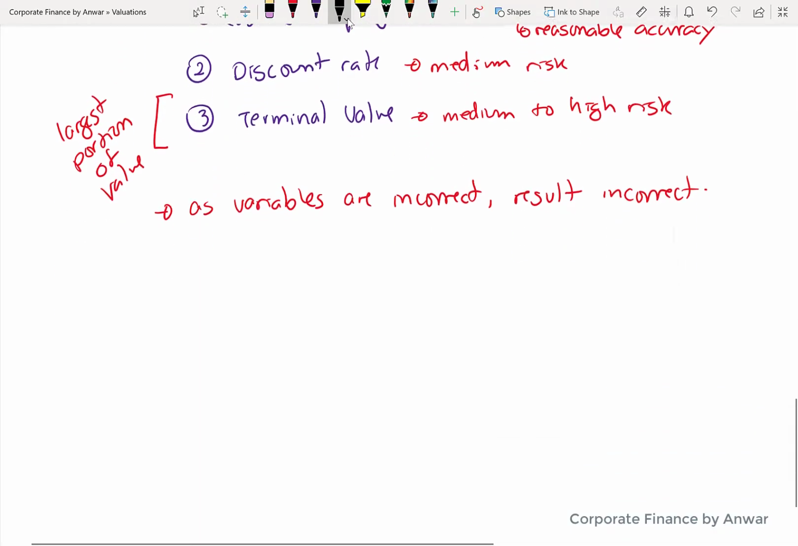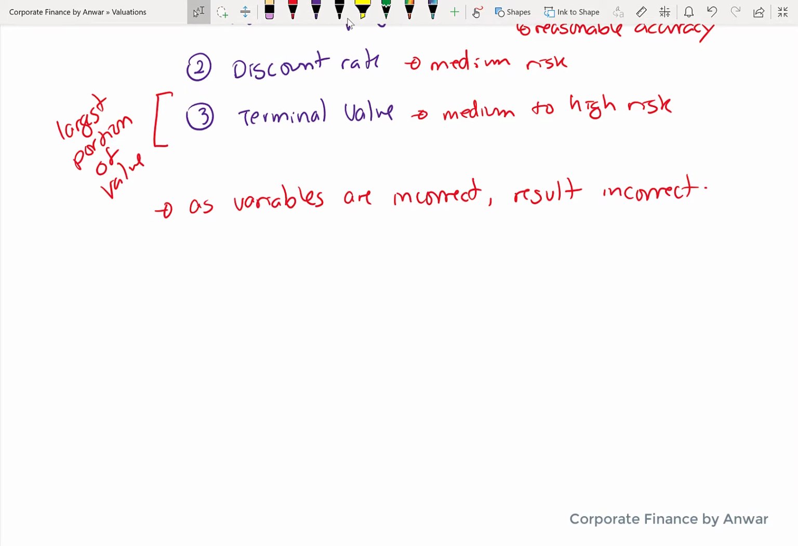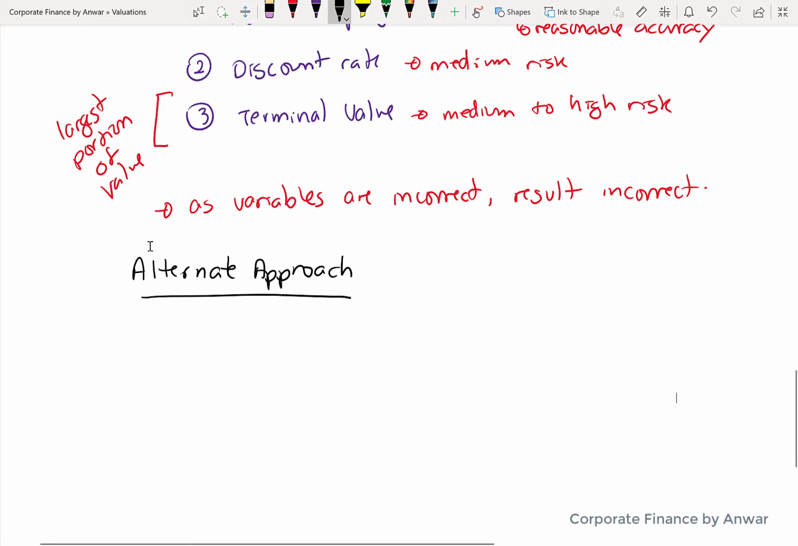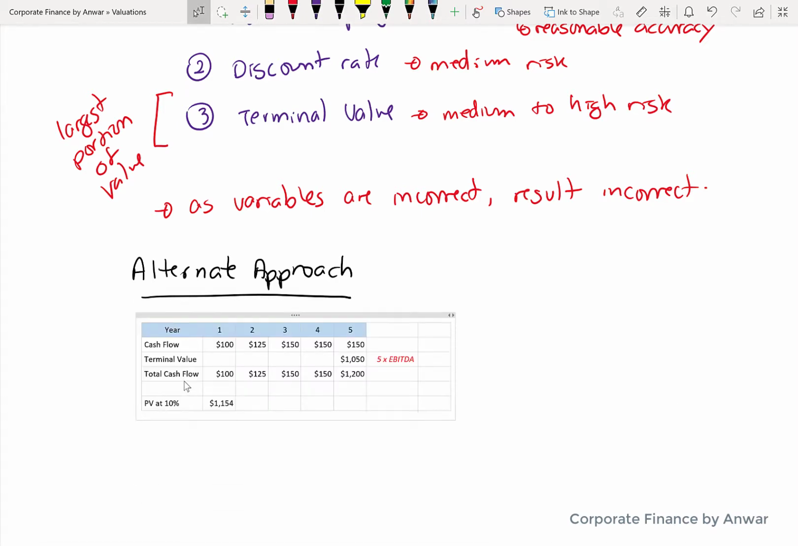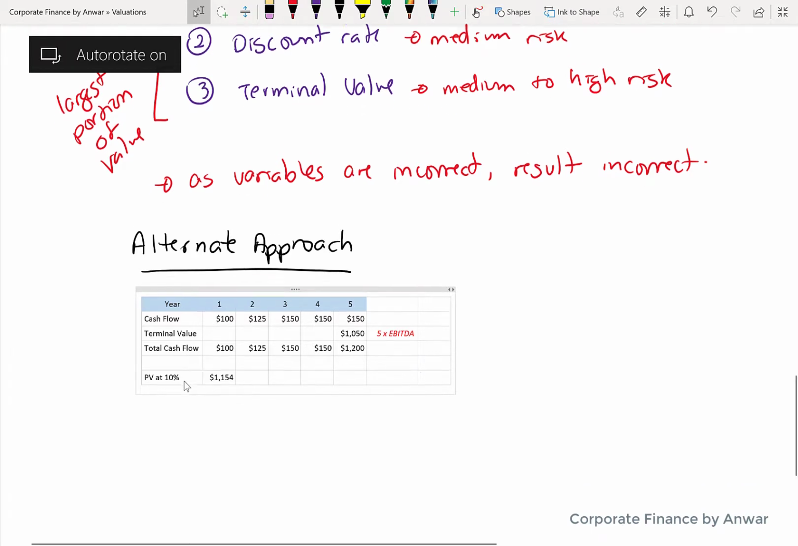Now I'm going to do the discounted cash flow approach again with one minor adjustment, an alternate way of doing it. Everything is going to be the same in terms of projecting the cash flow from the company and also for the discount rate. The only difference is going to be how we calculate the terminal value. And there is a commonly used approach.